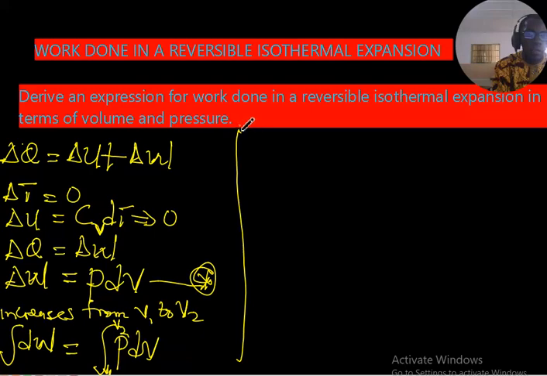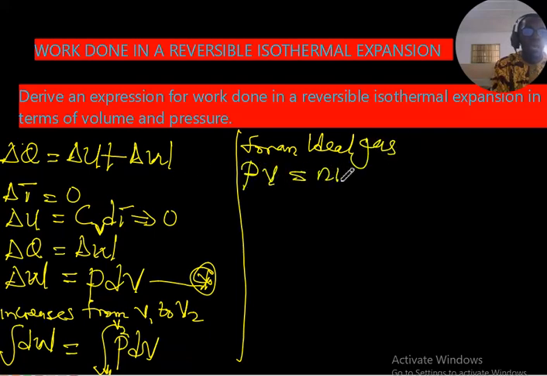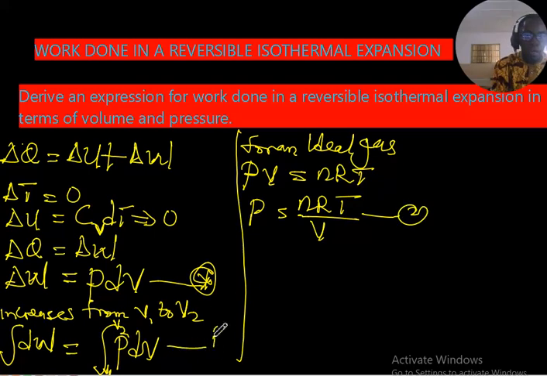Now recall that for an ideal gas, the equation is PV equals nRT. If you look at this integral, we can't integrate pressure with respect to volume, so I need to put in the value of P from the ideal gas equation. So make P the subject of the formula. P becomes nRT over V. Call this equation 2. Let me label the earlier one as 1. So all I need to do is put these two together.